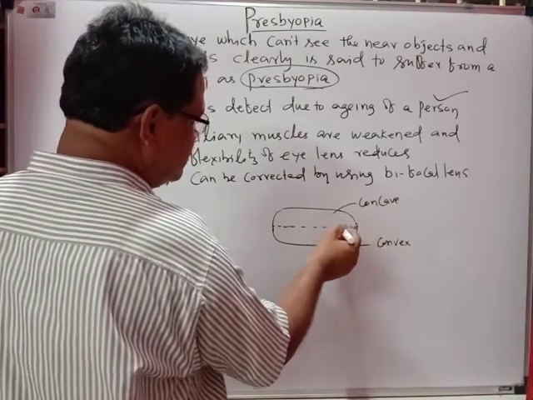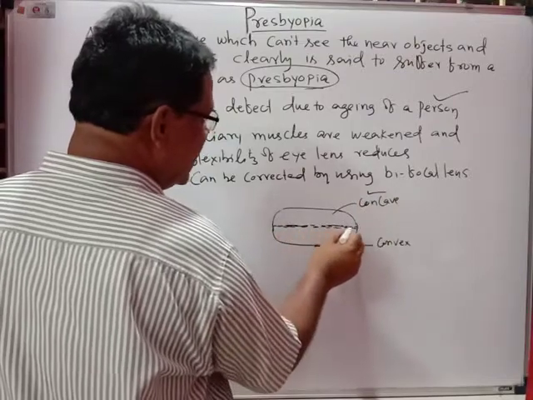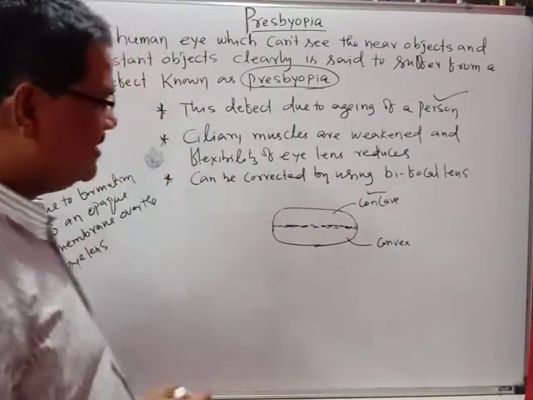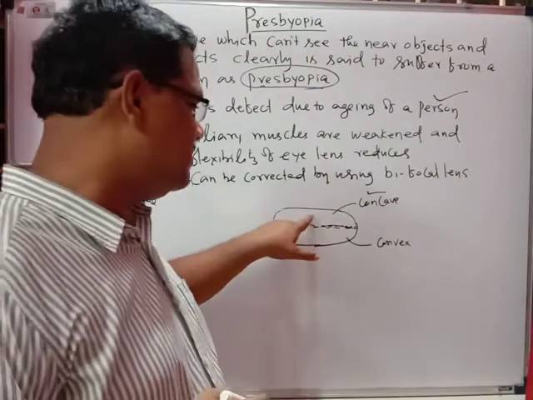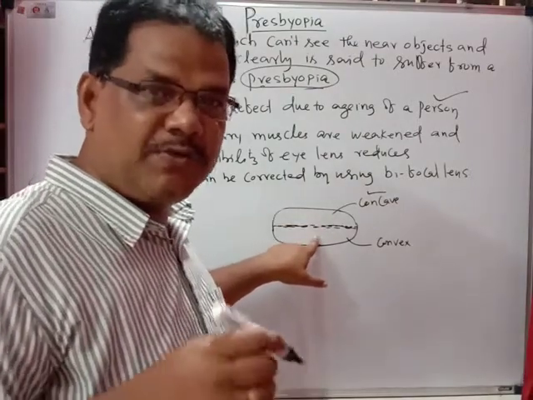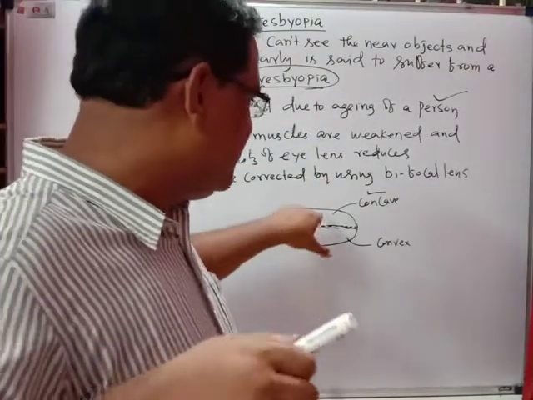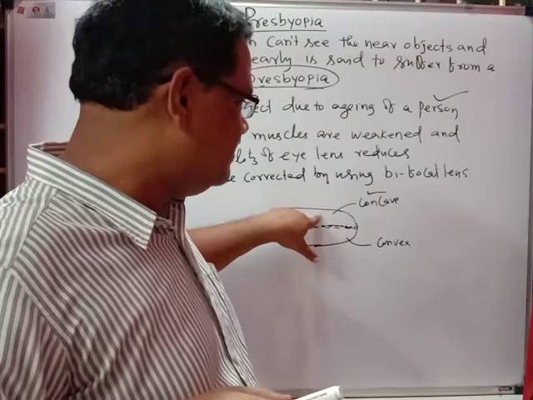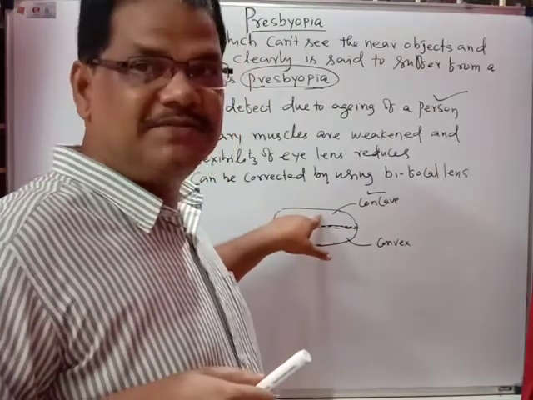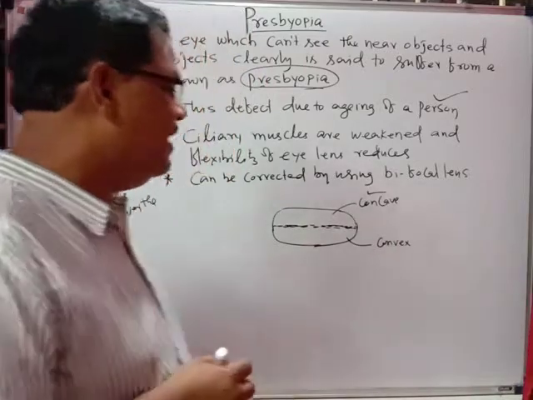The upper part is the concave lens and the lower part is the convex. The upper part is concave, meaning it is for myopia, and the lower part is for hypermetropia. In case of myopia, you can see the near objects clearly but cannot see the distant objects clearly. So the upper part of this lens will be used to see the distant objects, and the lower part of the lens will be used to see the near objects clearly.